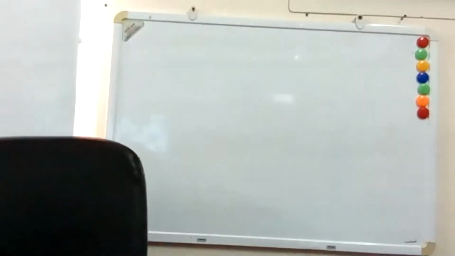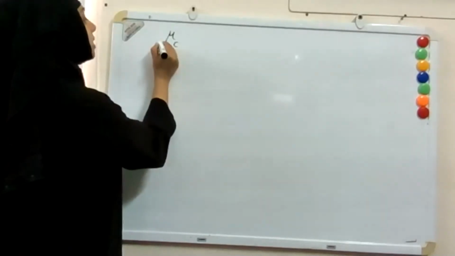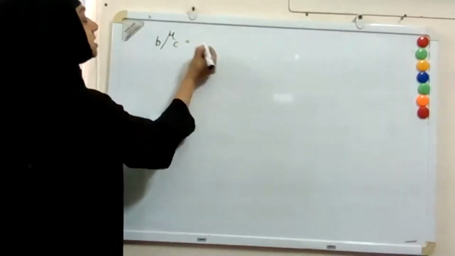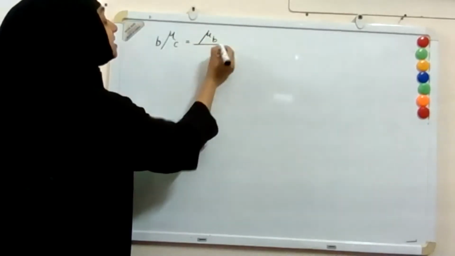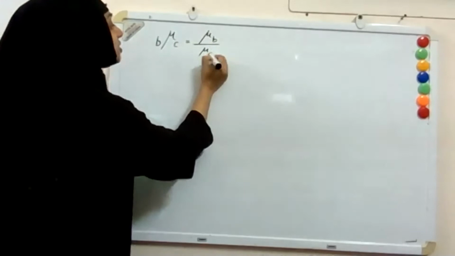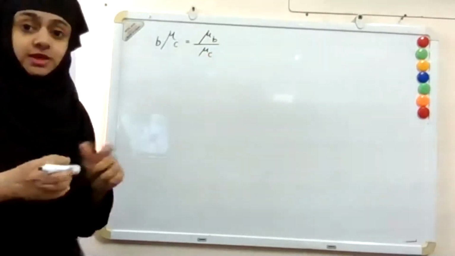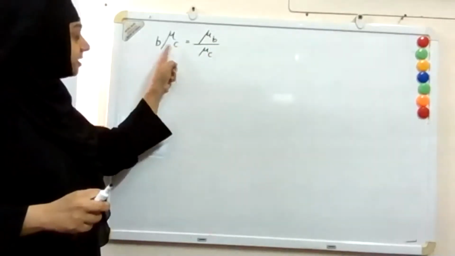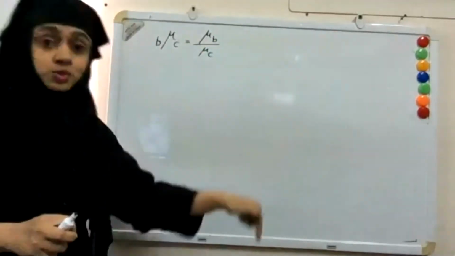Yes, teacher. Okay, so we are here to derive an expression that the refractive index of C with respect to B is equal to refractive index of C divided by refractive index of B, where C and B are two medium. And we know that here the condition will satisfy when light is entering from B to C, right?